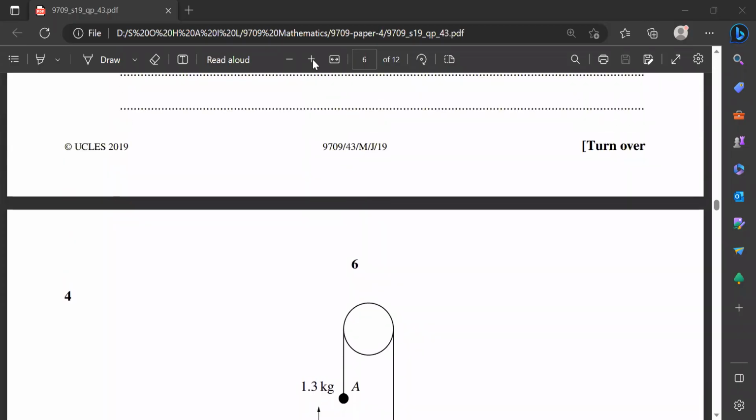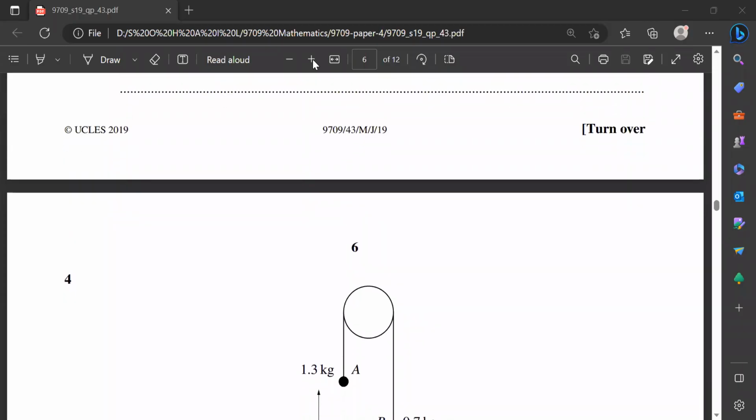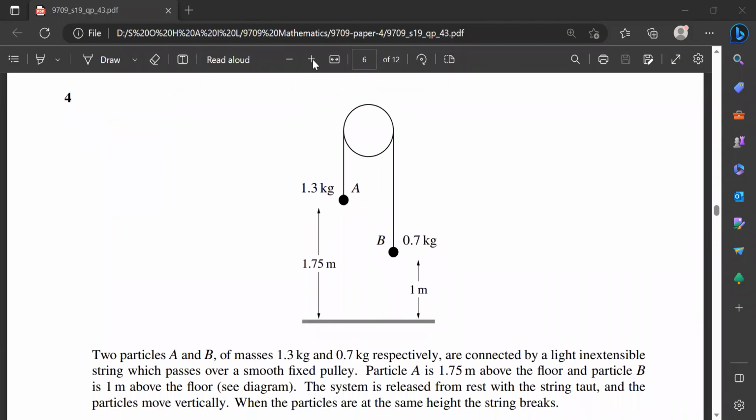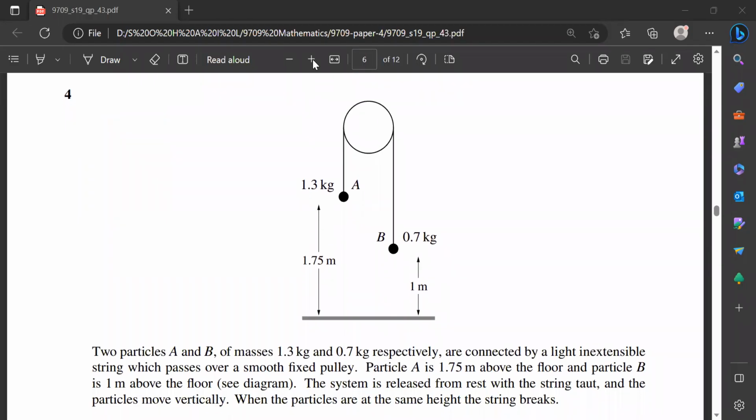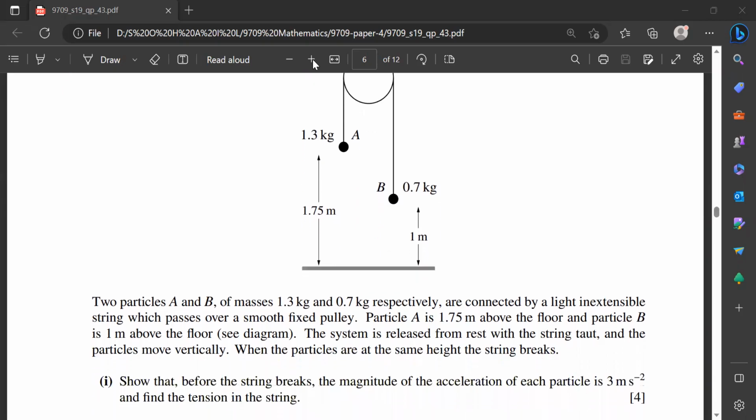Students, this is a question from May June 19, variant 43, question number 4, on connected particles. Two particles A and B of masses 1.3 kg and 0.7 kg respectively are connected by a light inextensible string, which passes over a smooth fixed pulley. Particle A is 1.75 meters above the floor and particle B is 1 meter above the floor. See diagram. The system is released from rest with the string taut and the particles move vertically.